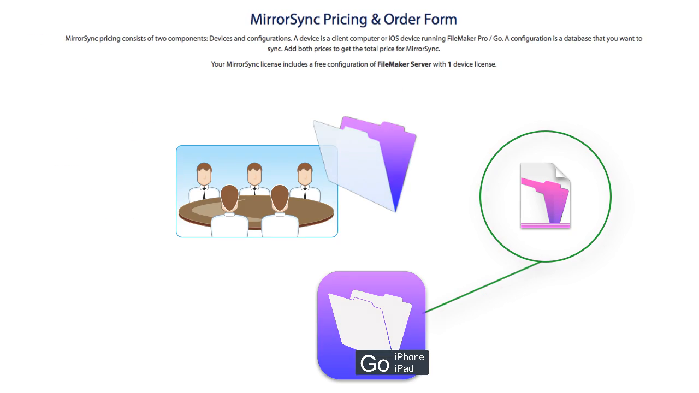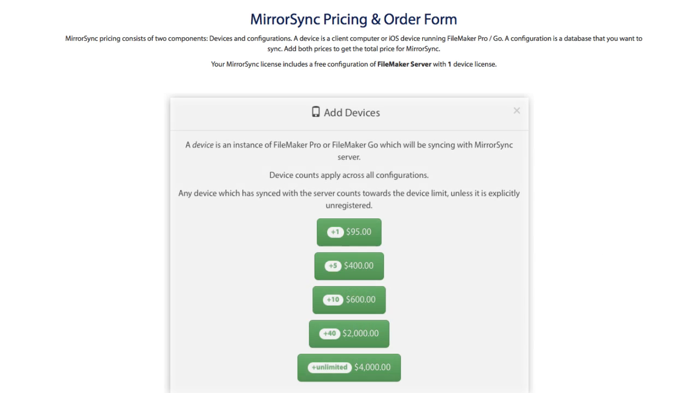When you start adding devices, then there's a charge for the devices. So if you buy a single device, it's $95. If you add them in groups of 5, it's $80 per device. Groups of 10 is $60 per device, and it scales down to $50 per device when you get to 40 devices. And we do have an unlimited option. For a flat $4,000, you can have unlimited devices.